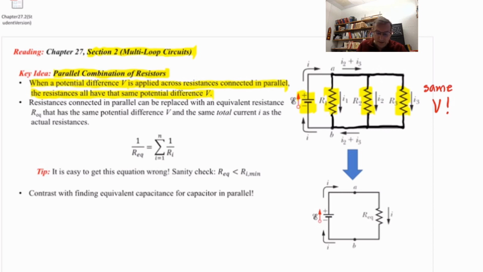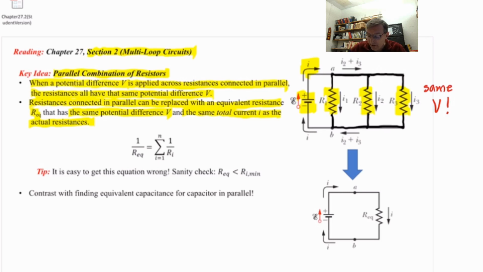Now, it turns out that resistors connected in parallel can be replaced with one equivalent resistance. We'll call it Req. And this equivalent resistance has the same potential difference V that the original resistors had, and the same total current I as the original resistors. Total current. So if we look at our little circuit diagram at the top right, it shows a total current I flowing through the battery part of the circuit.